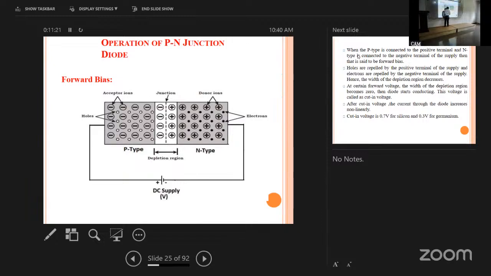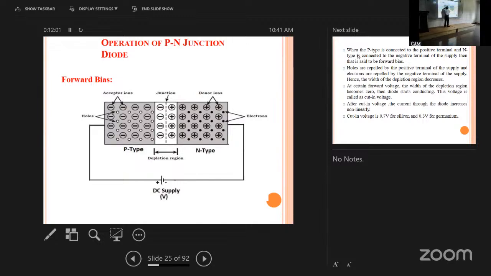Negative supply is connected to the electrons. So here also like poles repel. Whatever electrons are available, because of this negative and electrons being negative, they will move forward here. Now electrons will jump from N type to P type. Then what happens? The electrons will recombine with the P type material.